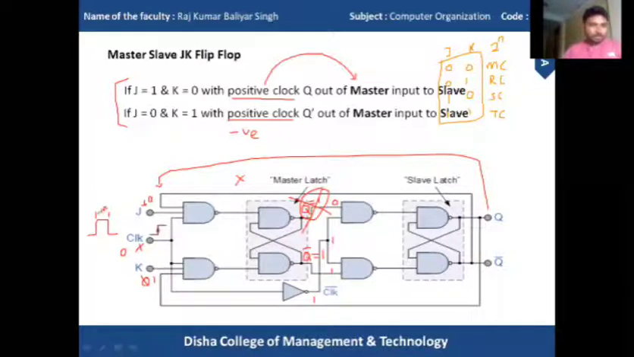When the master is functioning, it will produce the result, and the result is stored in the Q and Q naught. Then the clock goes down and remains at 0 for some time. When the clock is 0, the slave will work. At that time the slave simply receives the output of the master as its input, processes it, and produces the result. We collect the data at the Q and Q naught.